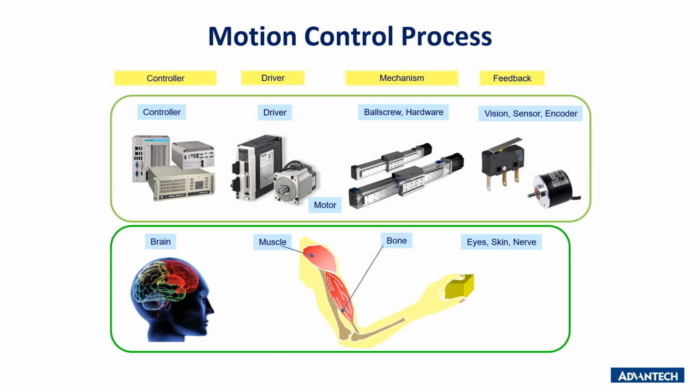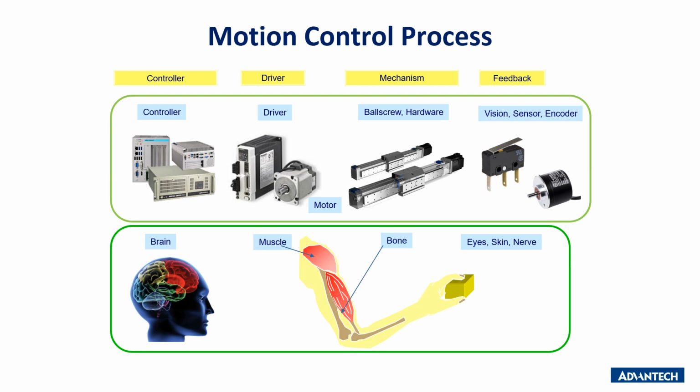For the motion control process, we will separate it into 4 parts: controller, driver, mechanism, and feedback. We can take a human action as an example. Imagine that you want to pick up a cup on the table. What should you do? First, our brain will send the command to the arm. Then the muscle will drive the bone to stretch the arm to pick the cup. And we use the eyes to check the distance between the hand and the cup.